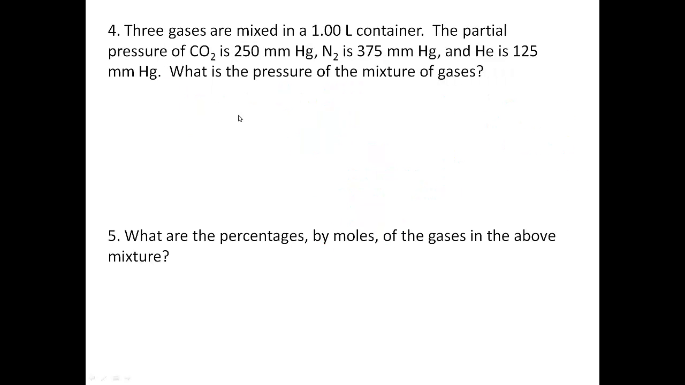Number 4, 3 gases mixed in a 1 liter container. The partial pressures are this, that, and that. What is the pressure of the mixture of gases? Now remember that the total pressure of a system is equal to the sum of the pressures of each of the individual gases. So in this case, we're talking about CO2, N2, and helium.